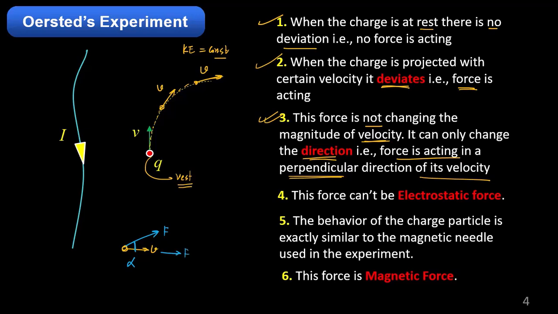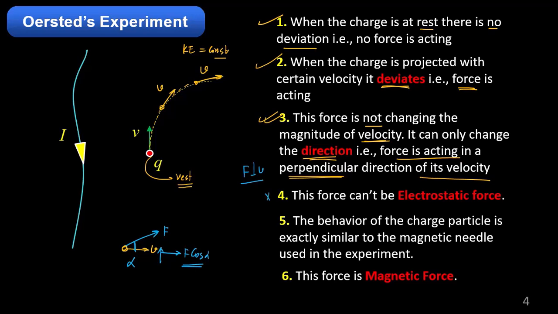So F cos alpha will come. Now this F cos alpha will certainly increase the velocity of the particle. So that means if it is observed that the velocity of the particle is not changing, then I can conclude that the force that is acting should be perpendicular. Yeah, the force is perpendicular to the direction of velocity. This is the third observation.